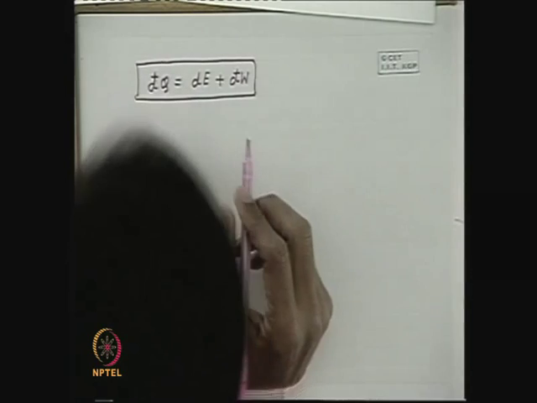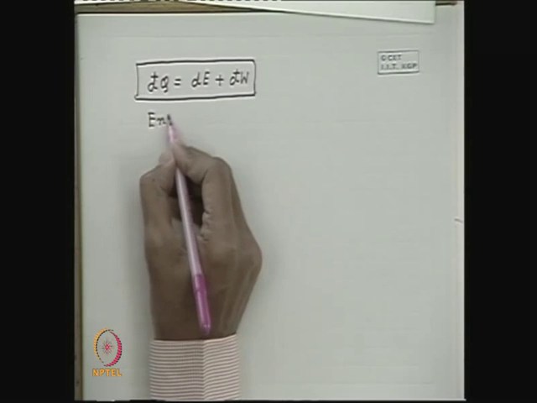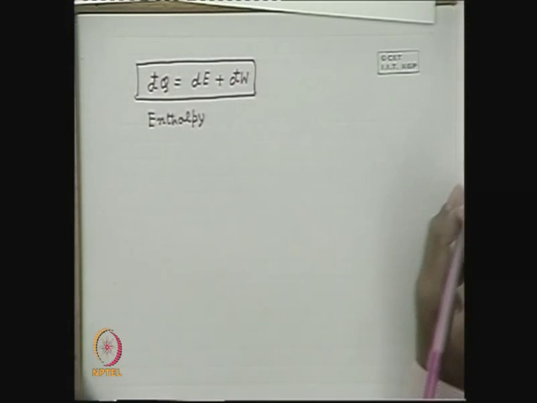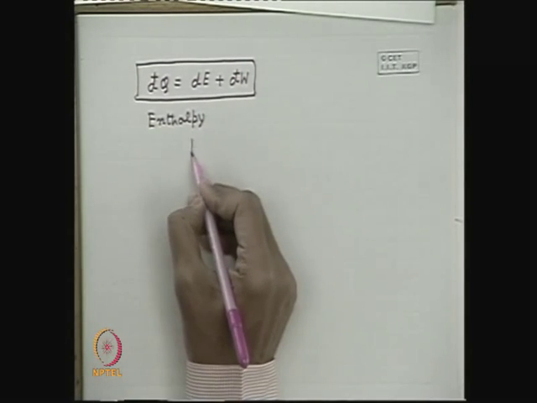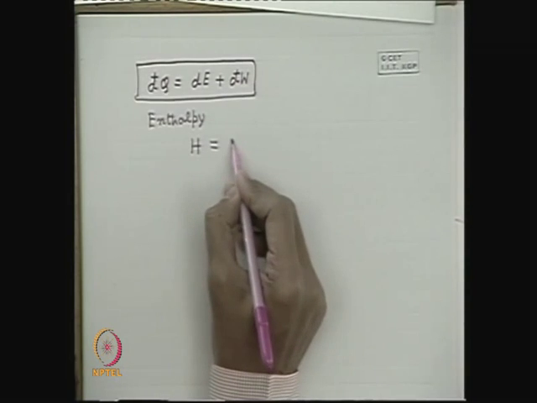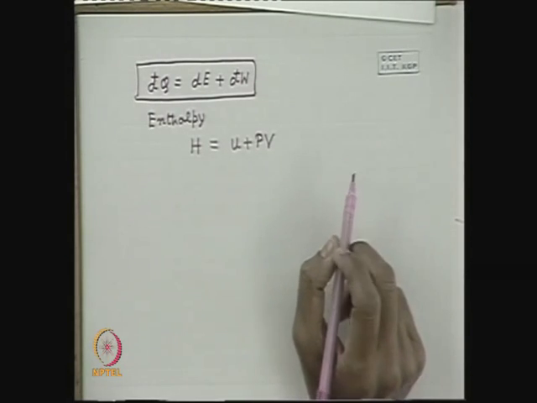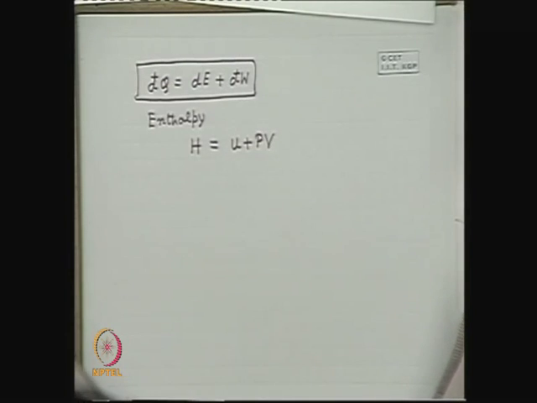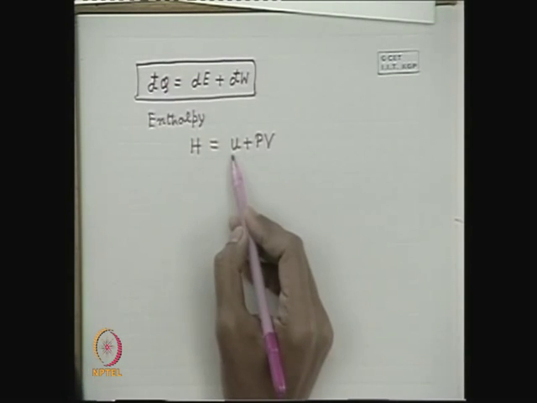Now, we come to the definition of a property, enthalpy, which is very important. Enthalpy. How do you define the enthalpy? What is the definition of enthalpy, please? How is it defined? H? Good. H, enthalpy, is a property which is defined as U plus P into V. Good. So, the very first definition of enthalpy comes from its mathematical statement that H is equal to U plus PV. Where is U?